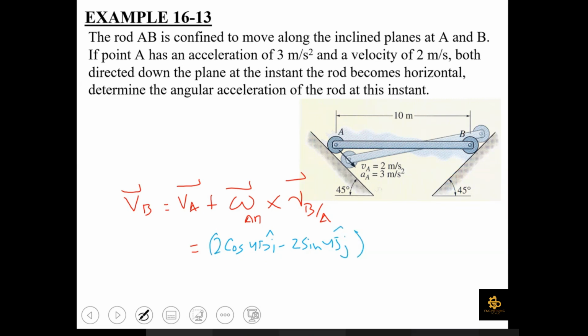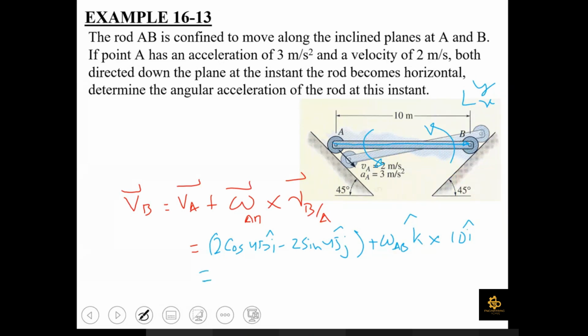Yes. Okay, what about omega AB? Can you identify this omega's direction? Yes sir, counterclockwise. It is counterclockwise, so we can write it here as omega AB k. And what about R_BA vector? Sir, 10 i hat. So it is going to be this vector, and it has a magnitude of 10 units directed towards the positive x-axis if you are using conventional xy coordinate system. So it is going to be 10 i.